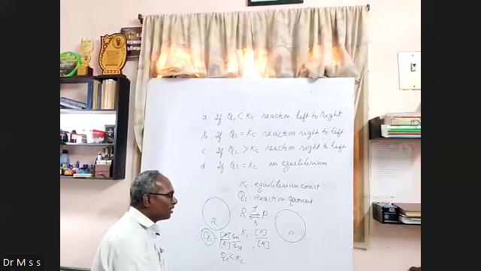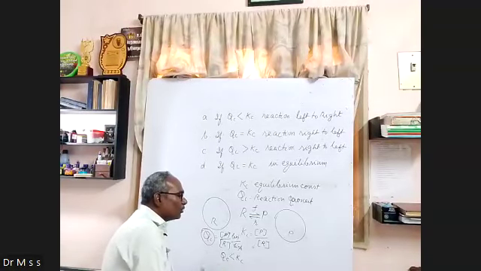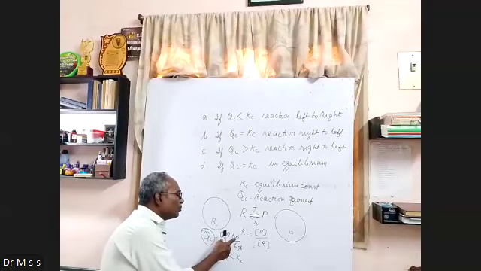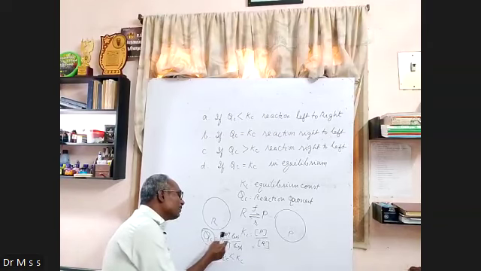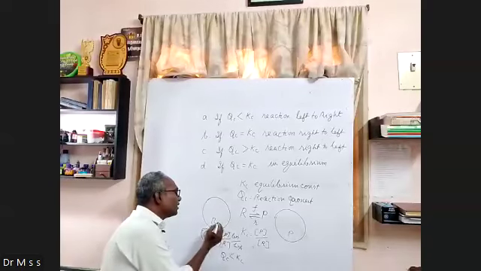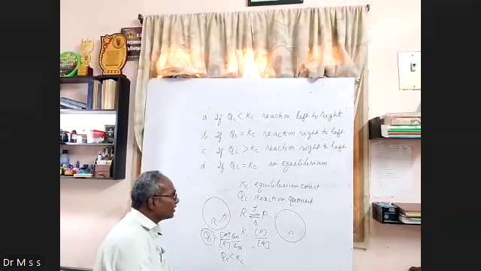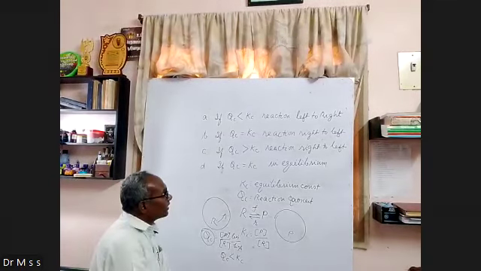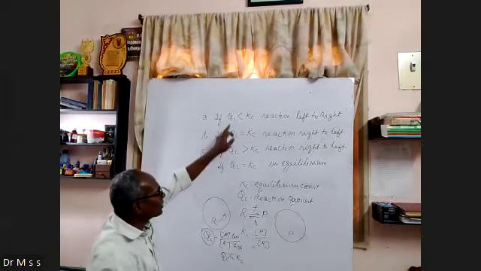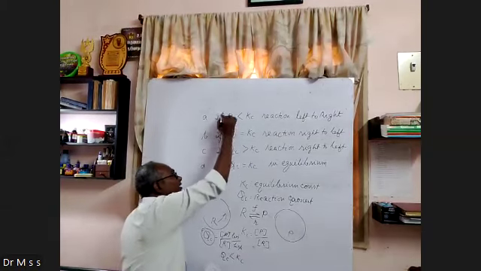Then what will happen? Slowly the Qc will become Kc by rising its value. So in order to rise its value, what should happen? The numerator value should increase. The numerator value will increase when more product is formed. When will more product be formed? When forward reaction is going on. What is forward reaction? It is from left to right. Therefore, the first statement, when Qc is less than Kc, reaction goes from left to right, is the correct statement.